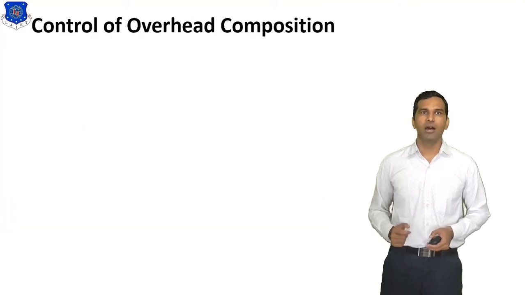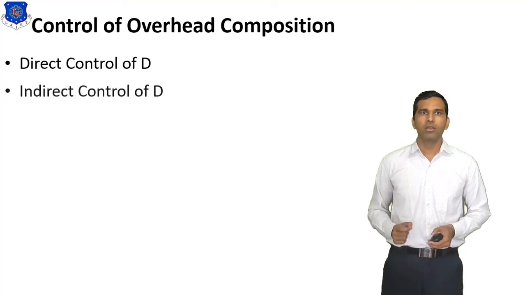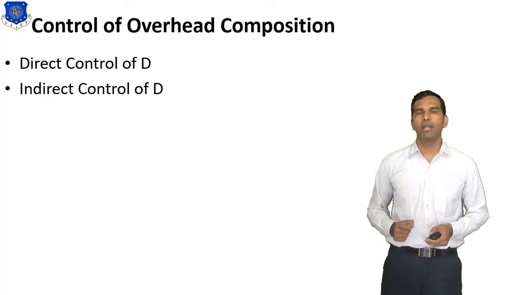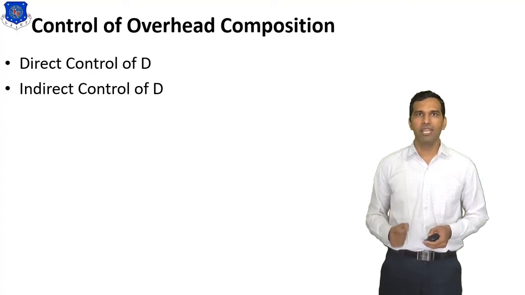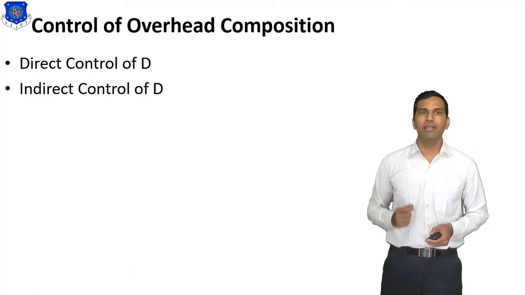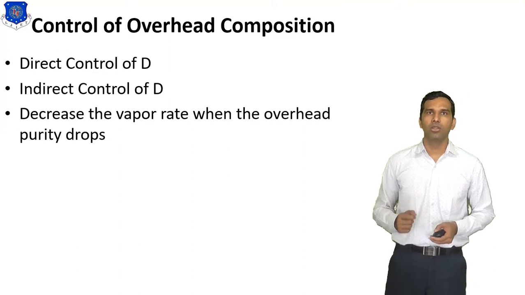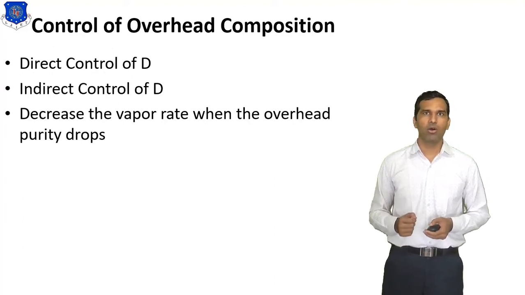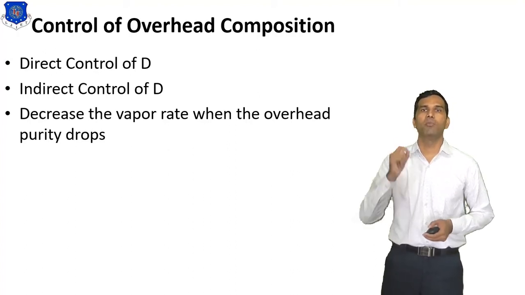Now we start with the control of overhead composition. These are the methods of controlling the overhead composition. The first method is direct control of D. The second method is indirect control of D. And the third method is decreasing the vapor rate when the overhead purity drops. So these are the three methods, or three cases, used to control the overhead composition.